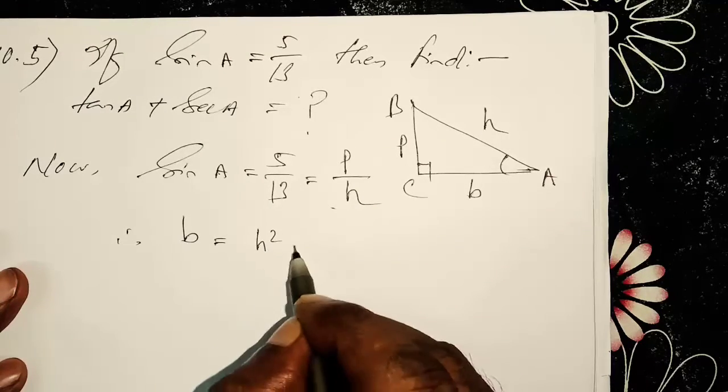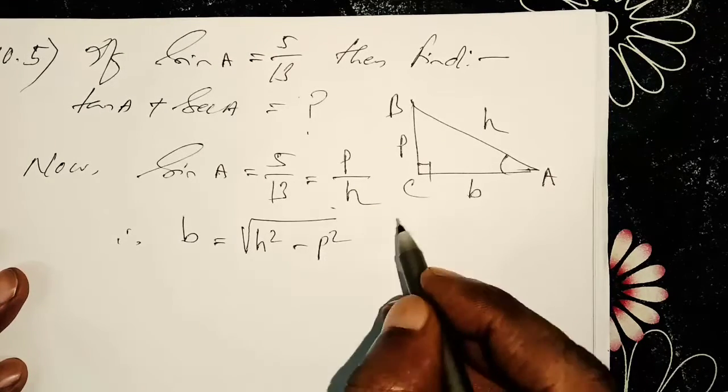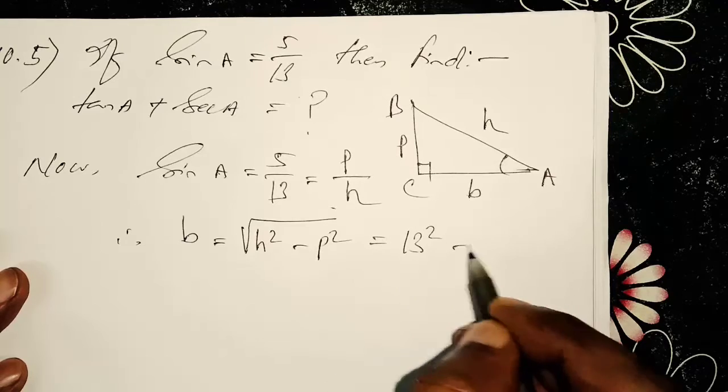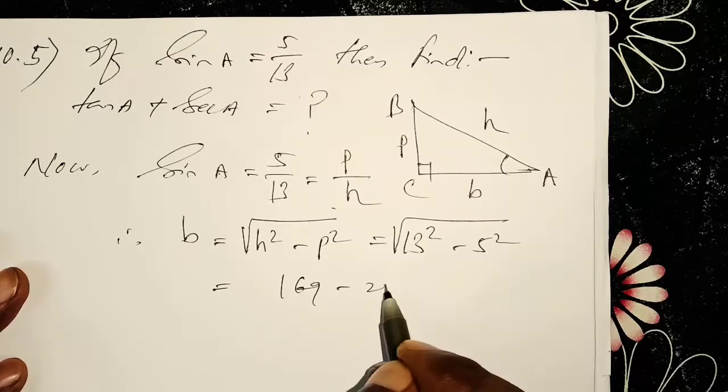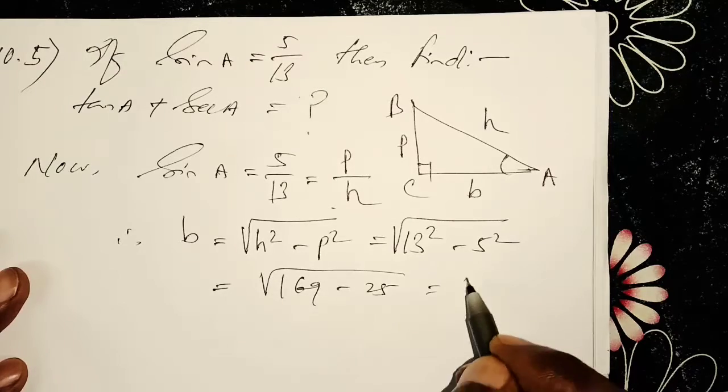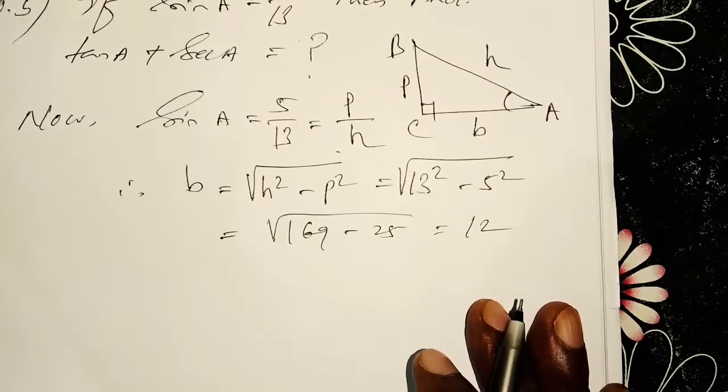Base is the square root of H square minus P square, using the Pythagoras theorem. That means the square root of 13 square minus 5 square. How much will it be? 169 minus 25, that is 144, square root is 12. Okay, base here you are getting 12.